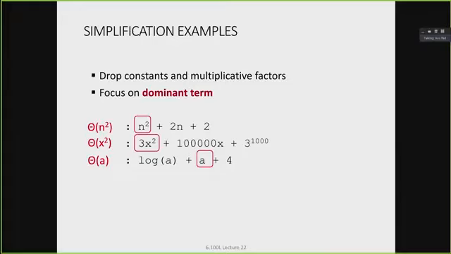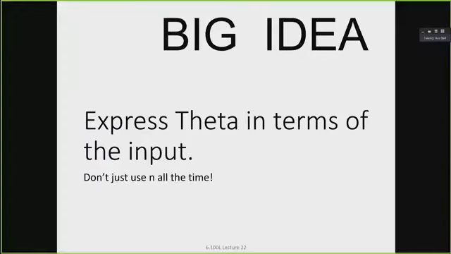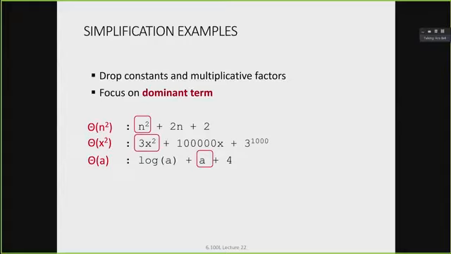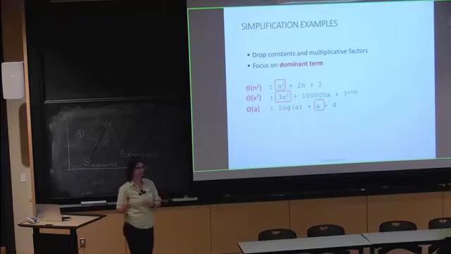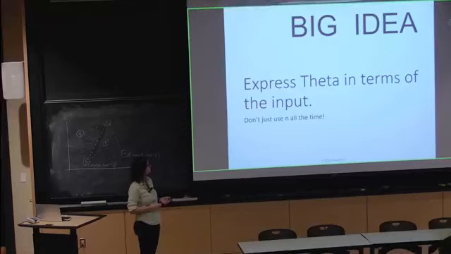So notice what we're doing here is just focusing on the dominant term. We're going to drop the multiplicative constants, drop every other term, and relate the theta in terms of the input. So I don't just use theta of n all the time. In the previous one, it's tempting to say the first one's theta of n squared, the next one's theta of n squared, the last one's theta of n. But n is not always the input to your function. If it is, great. If it's not, you always have to relate it according to the input of the function. Maybe it's length L, maybe it's something else.